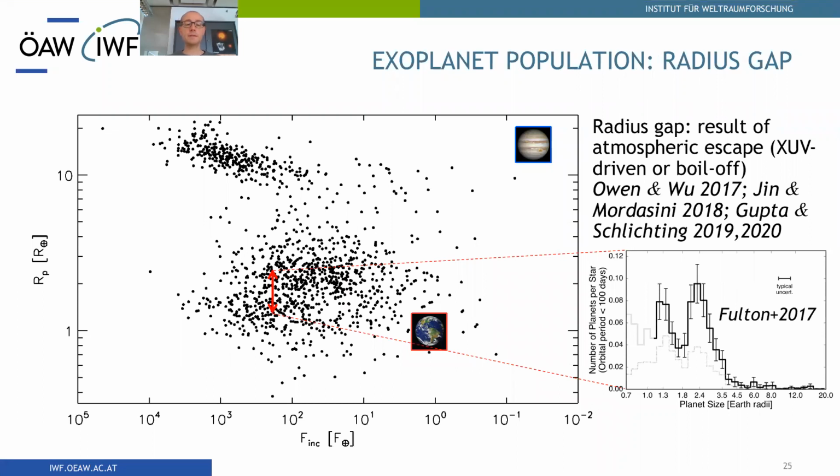The second structure in the population is a bit less evident, and it is the radius gap, which separates, at around 2 Earth radii, planets that are believed to have lost their hydrogen-dominated envelope, and planets that are believed to still retain a hydrogen-dominated envelope, and there is a gap in between. Depending on whom you talk to or which paper you read, they will tell you that the radius gap is due to atmospheric escape that is either driven by XUV radiation, so blow-off, or due to boil-off. Personally, I believe that it is a combination of the two.